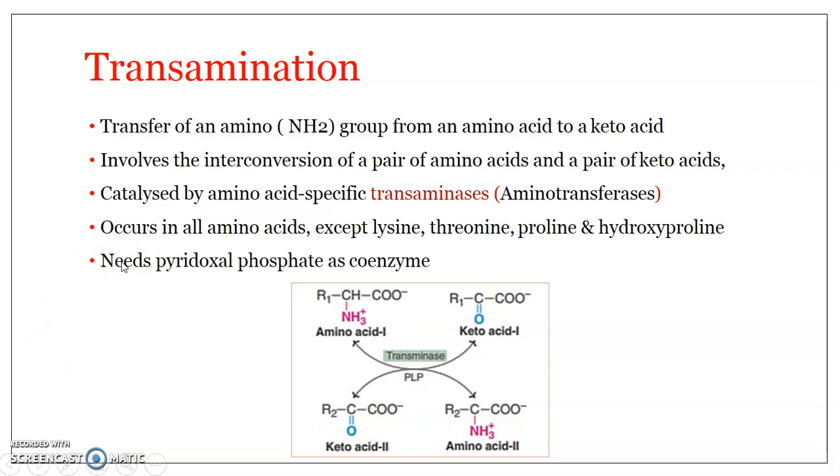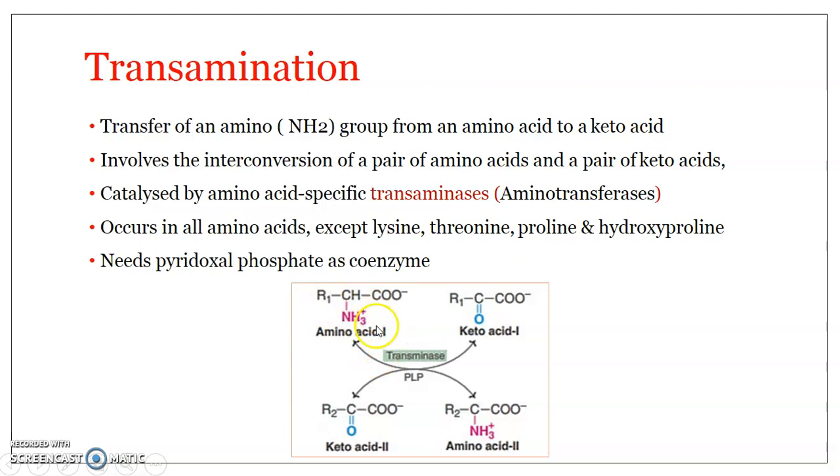Transamination is a reversible transfer of an alpha amino group from an amino acid to a keto acid. How is this keto acid formed? It is formed by deamination of another amino acid. So they are all reversible processes. Here you can see it involves the interconversion of a pair of amino acids and a pair of keto acids. What does it mean?